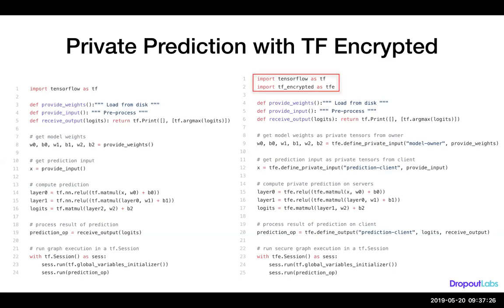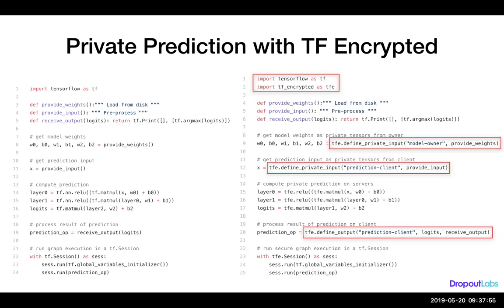The first thing is we now import both TensorFlow, because you can use both, and TF Encrypted. The next thing is, instead of calling provide weights for the model directly, we now annotate it with this define private input. We give it a name, saying this is a function that has to be executed on the model owner, and he's the only one that's allowed to see these weights in plain text. So this means that the weights we now have here on the left are actually encrypted weights. These are the shared values that we saw before.